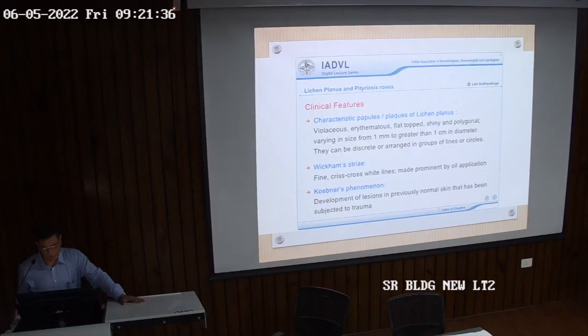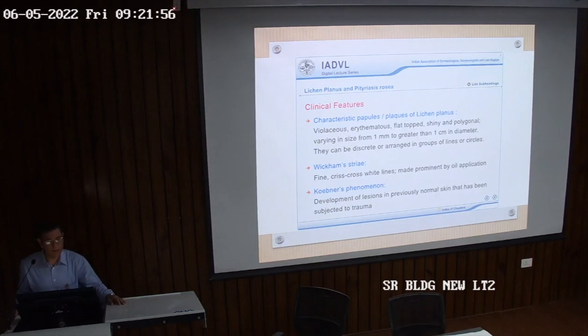Development of lesions in previously normal skin that has been subjected to trauma. That means if a patient is suffering from one dermatological disease or skin disease, if there is trauma at some other part of the body, the same disease will appear in that traumatized part. That is Koebnerization. So this is common in vitiligo.